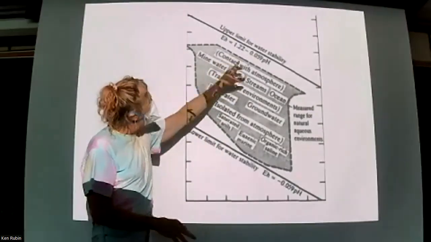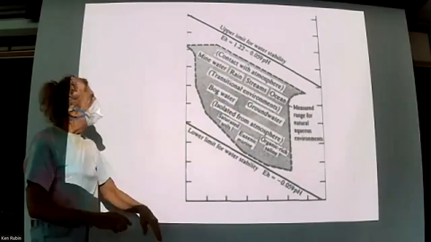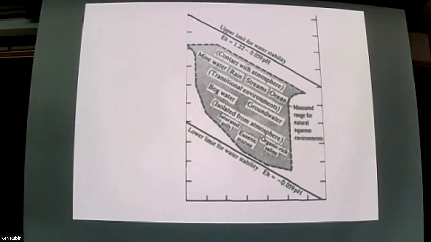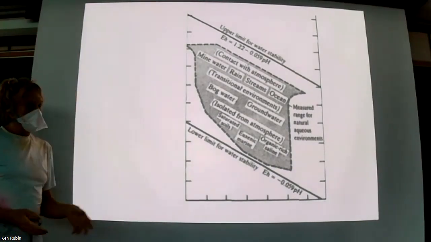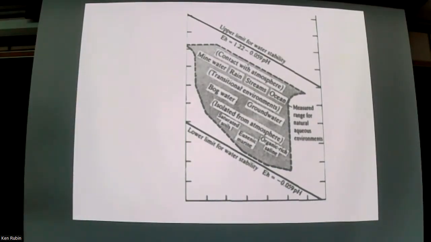These numbers would be right up there by the line. But you can see there, mine water, rain, streams, ocean. What all those things share is a high pE, but different pHs. The oceans are basic. Streams are closer to neutral. Rain is more acidic, because of the dissolution of carbon dioxide, like we talked about last week.